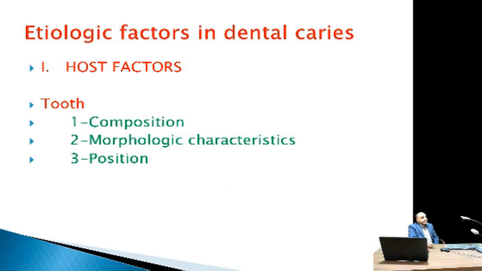Etiological factors in dental caries. Number one, the host factor. The host factor is divided into two parts, the tooth and the saliva. We must study the tooth as the host factor: the composition of the tooth, the morphological characteristics of the tooth, and the position of the tooth. All three components affect the formation of dental caries.